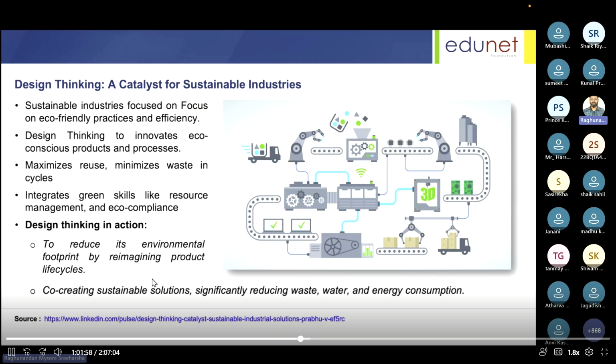So next one, if you look at this one: design thinking, can it be a catalyst for sustainable industries? Meaning, will it help us to have industries that could be sustainable in nature, right? Now, can anyone tell me what you mean by sustainability or sustainable? Does anybody have an idea regarding that? Any idea regarding sustainability, long lasting?